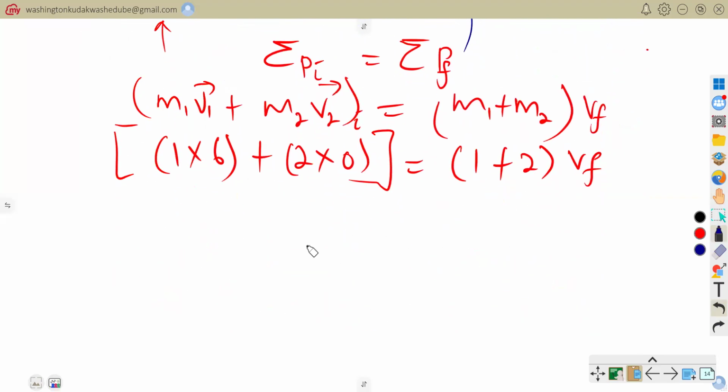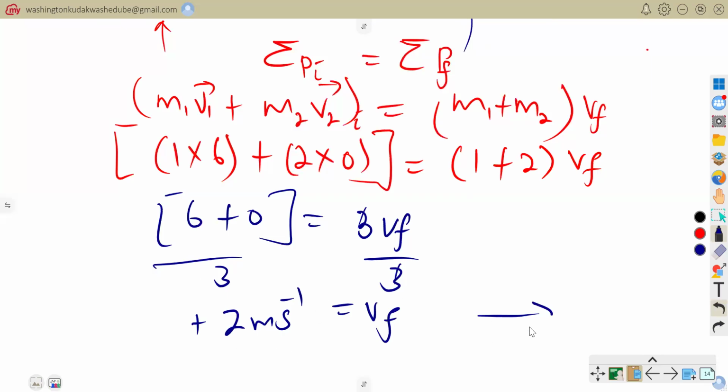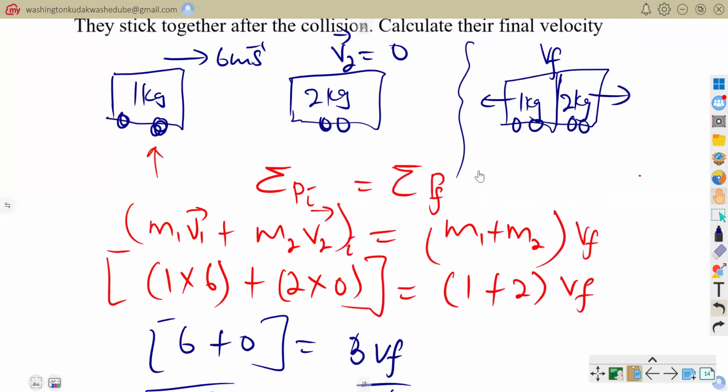So here I'll say 1 times 6, that is 6, plus 2 times 0, that is 0. So this one will be 1 plus 2, that is 3, times my final velocity. And then I'll divide by 3, I'll divide by 3. This side I would get 2 meters per second, which is positive. And then these will cancel out. My final velocity of these two objects will be 2 meters per second towards the right. So that is how we solve our second scenario.